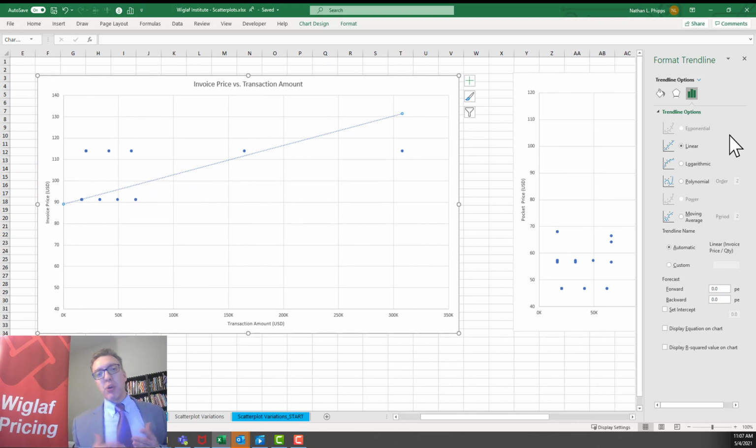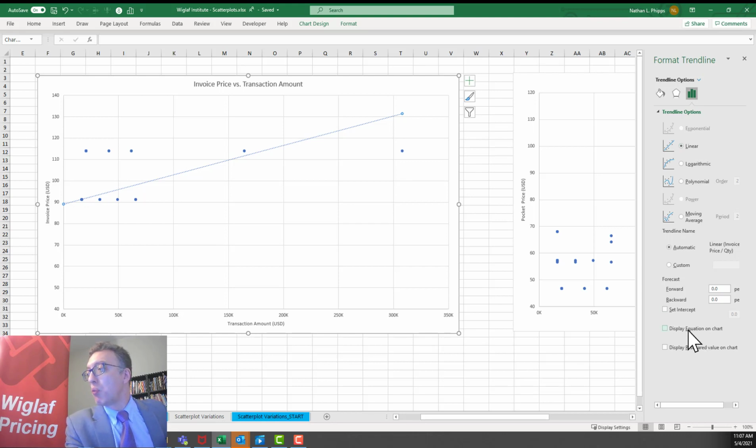Now, you can see that you have several different options for what type of trend line you think you have. Generally, I begin with a linear, but if you graph the data and you see that you may have some sort of exponential relationship, then you can certainly try those. You can see there's also a logarithmic, polynomial. You can even add a moving average if you so desire. We're going to stick just with linear for this example.